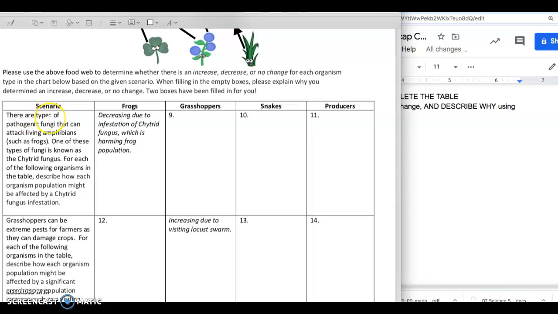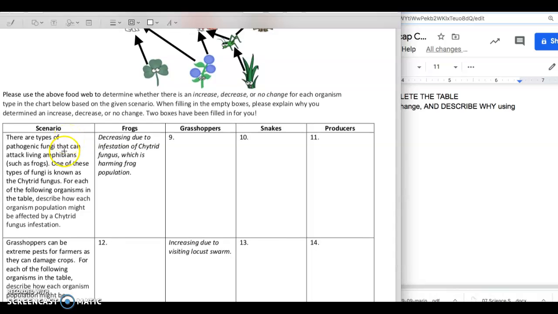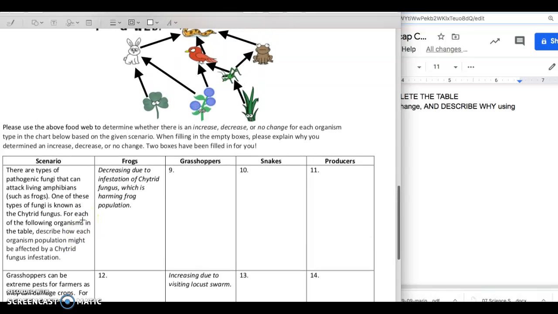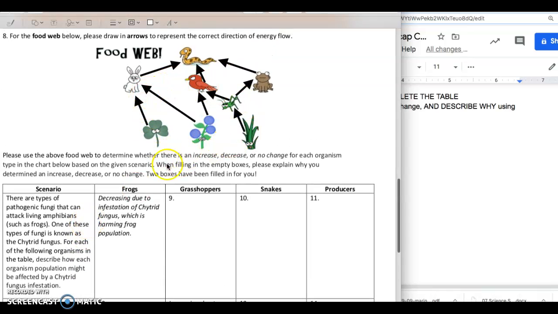It'll say something like, there are types of pathogenic fungi that can attack living amphibians, such as frogs. One of these types of fungi is known as the chytrid fungus. For each of the following organisms in the table, describe how each organism population might be affected by an infestation of that fungus, okay? So take a look at that food web and think, well, if the frog, okay, is getting this fungus, then what's going to happen if a snake eats the frog?